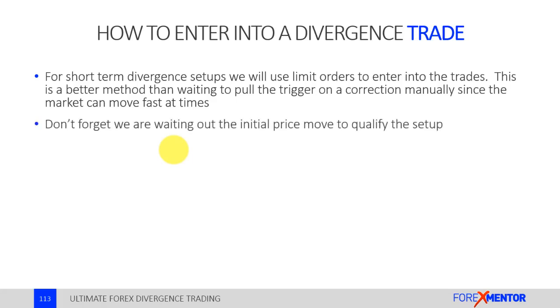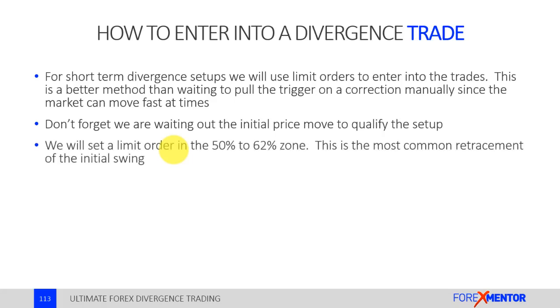Okay, and don't forget, we're waiting out the initial price move to qualify the setup. So we're waiting out that sharp price move to break the higher of the low between the points that diverged. That's what's going to qualify the divergence setup for us. Okay, then we're going to set our limit order in the 50 to 62% zone. This is the most common retracement of that initial swing.